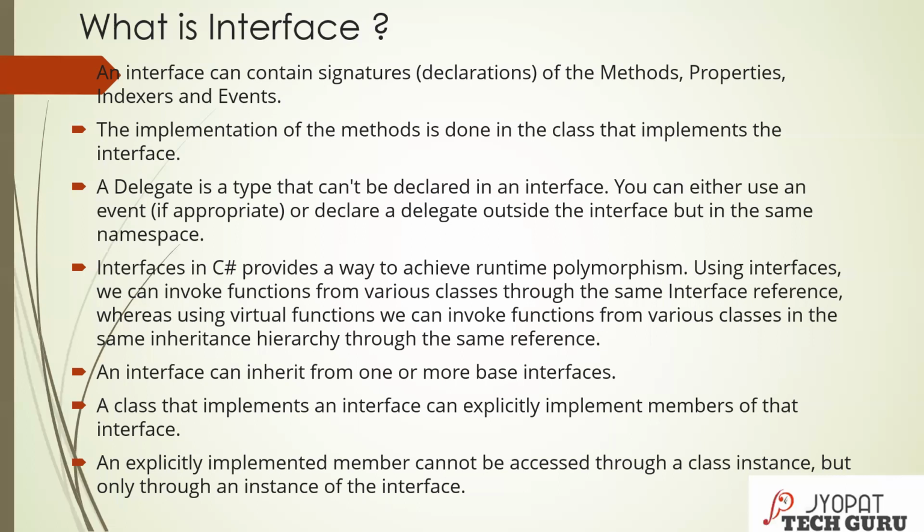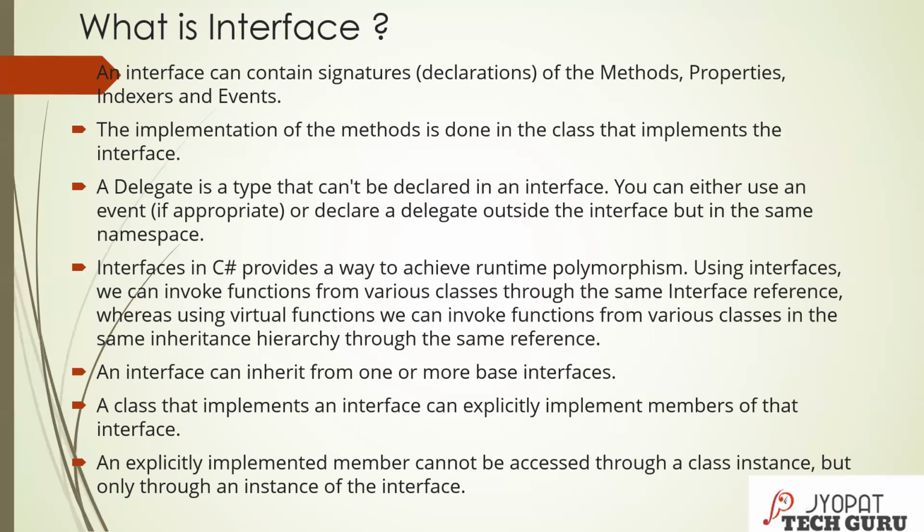Interfaces in C# provide a way to achieve runtime polymorphism. In polymorphism, there are two types, design time as well as runtime. You might be aware of function overloading and operator overloading. These are concepts with respect to design time. For runtime, it is function overriding, where we add the virtual and override keywords. Interfaces in C# provide a way to achieve runtime polymorphism.